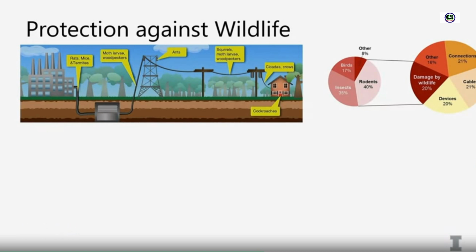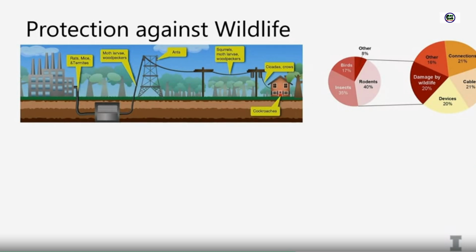So what I'm showing here is the type of animal that causes the damage. And we can see that rodents are a big cause of outages. Insects are also a big cause of outages. And birds are a large but smaller source of outages. And so you can see that the type of animal that attacks outdoor systems is actually pretty diverse. There's a lot of different kinds of animals that are sources of outages in outdoor deployments.